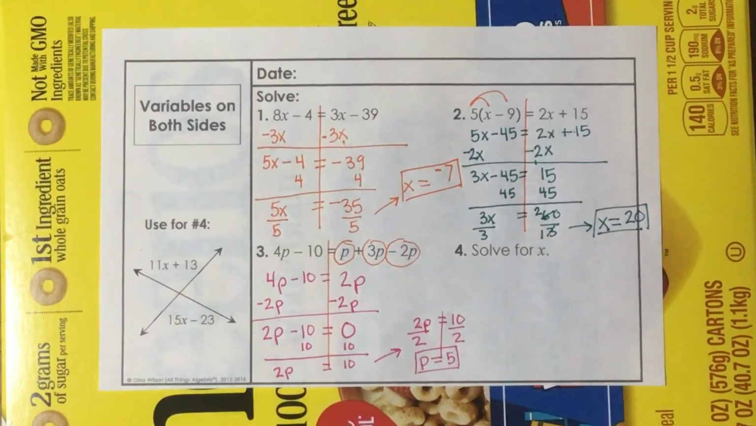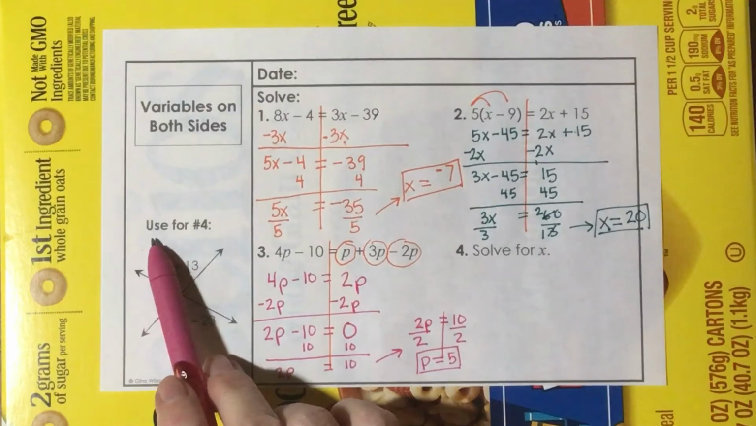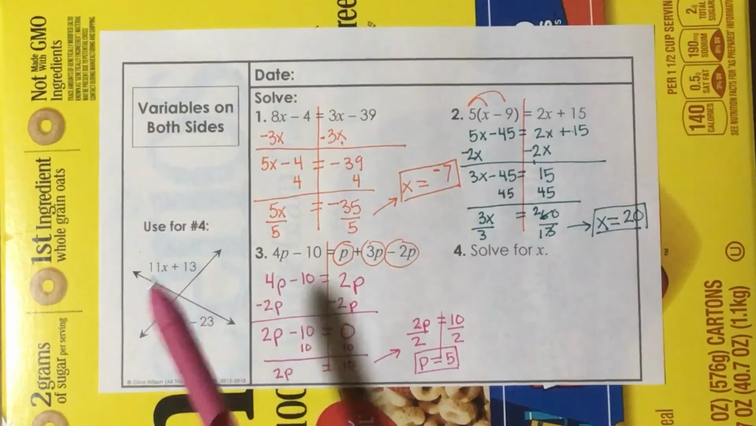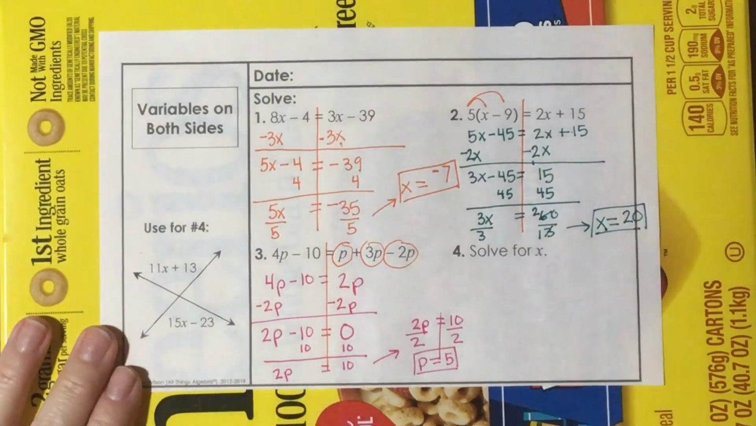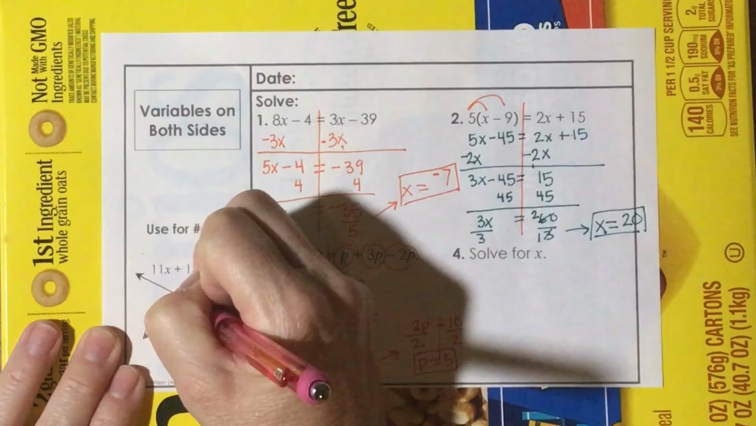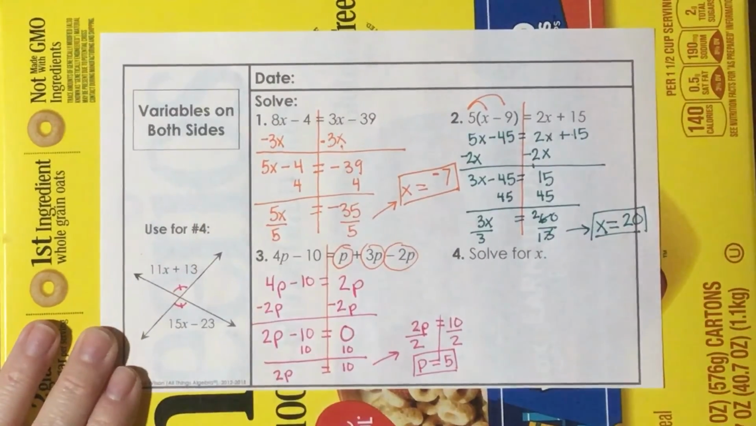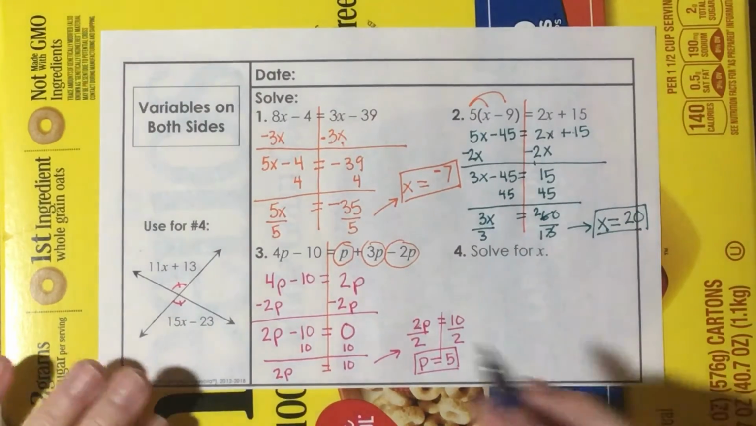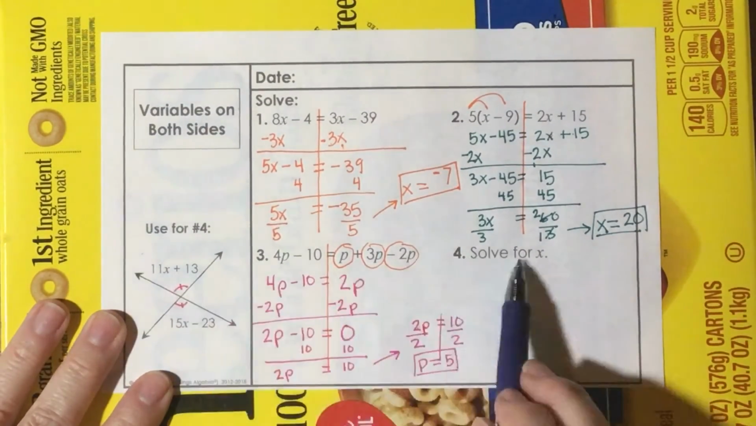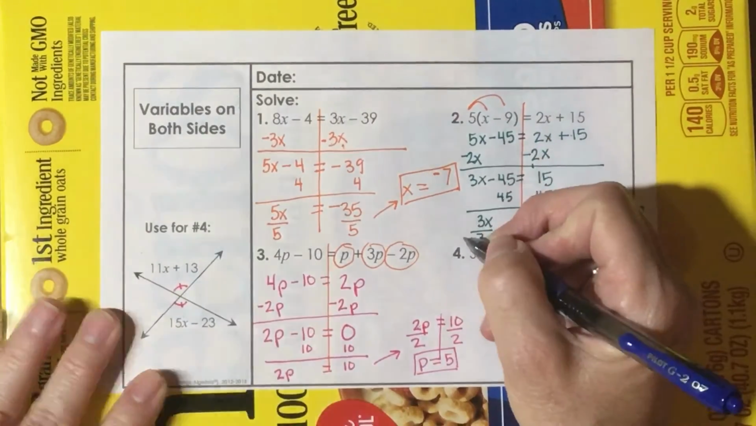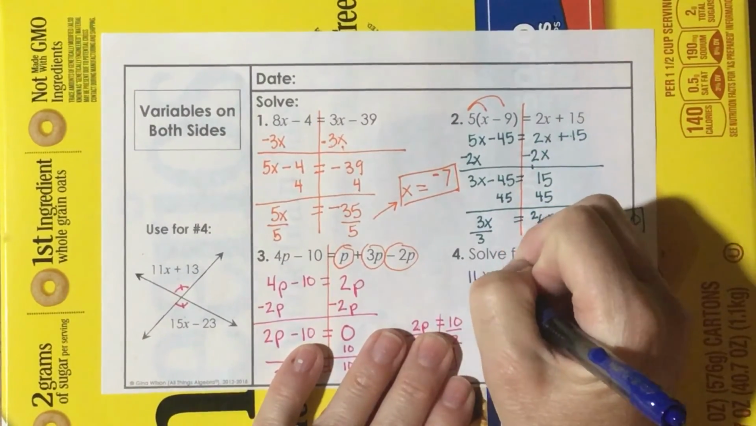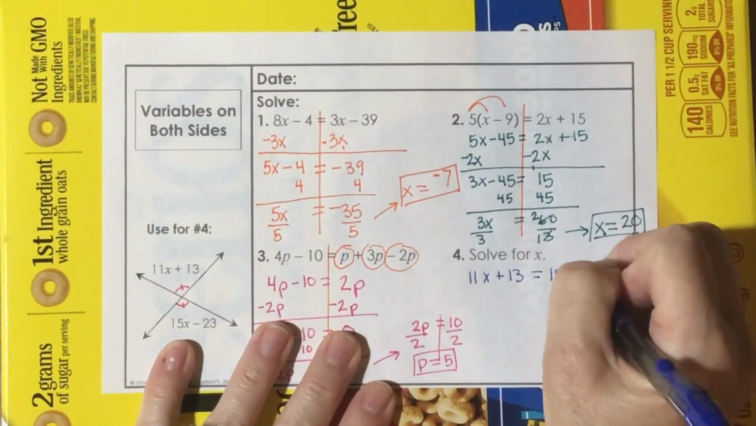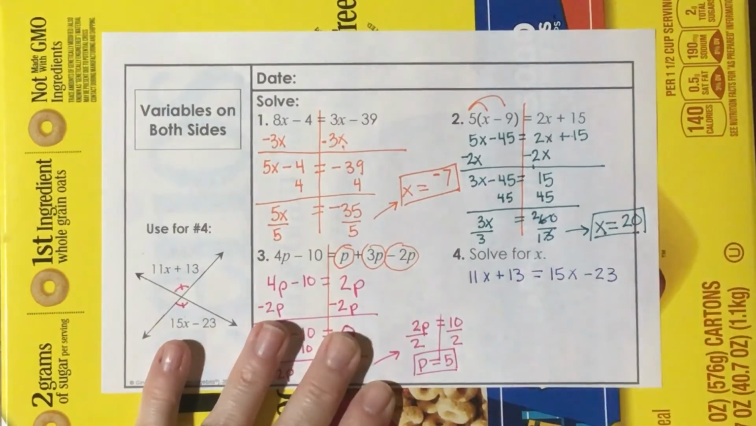Okay, now the next one says solve for x. So we need to look over here. It says use this for number 4. So what we have here are vertical angles. And if you remember, vertical angles both equal the same amount. So this is a word problem that we could see on a test without really words, right? So other than the solve for x, since these both equal, we can set it up and say that 11x plus 13 has to equal 15x minus 23.